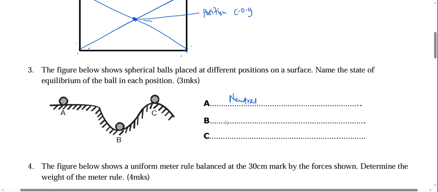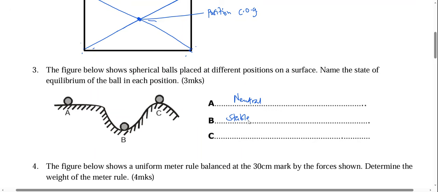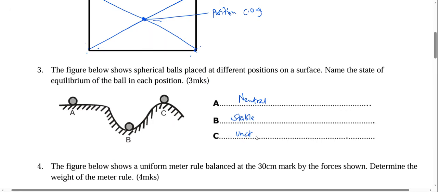At position B, this sphere is able to move a little bit when there is a force which is pushing it slightly, and it's able to regain its original position. Therefore, it is in a stable state. And for the case C, when a force is applied slightly on that spherical ball, it topples. It's not able to retain its original position after the force which is causing a slight push is withdrawn. Therefore, for that case, it is unstable.